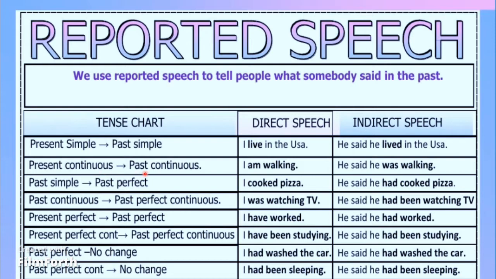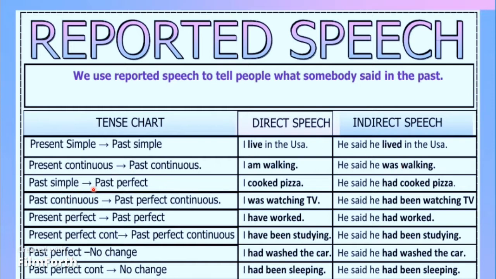Present continuous becomes past continuous. Children, I hope you all know that continuous means with "ing." With the verb, you always use "ing." So, for example, walking, talking, everything. So, direct speech: "I'm walking." "He said that he was walking" because it becomes past continuous. So, was, past continuous, "ing" will be there.